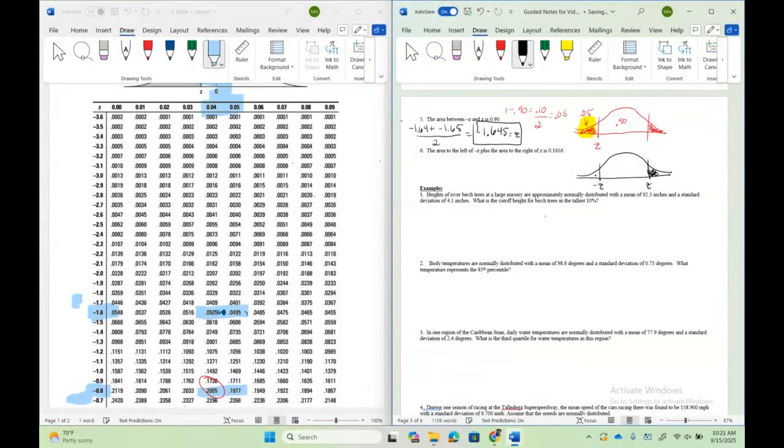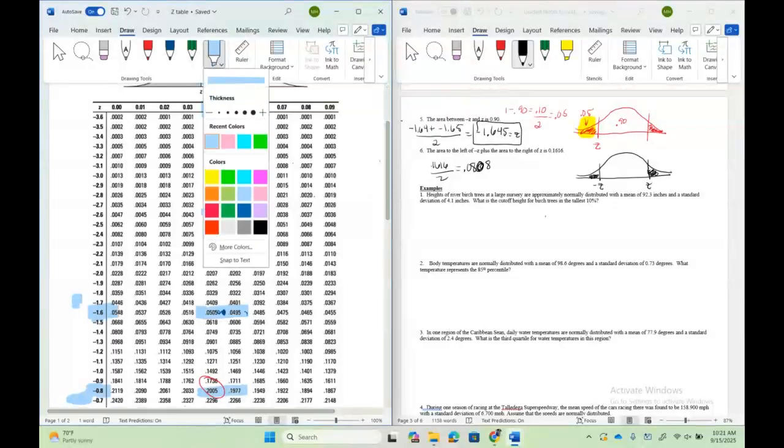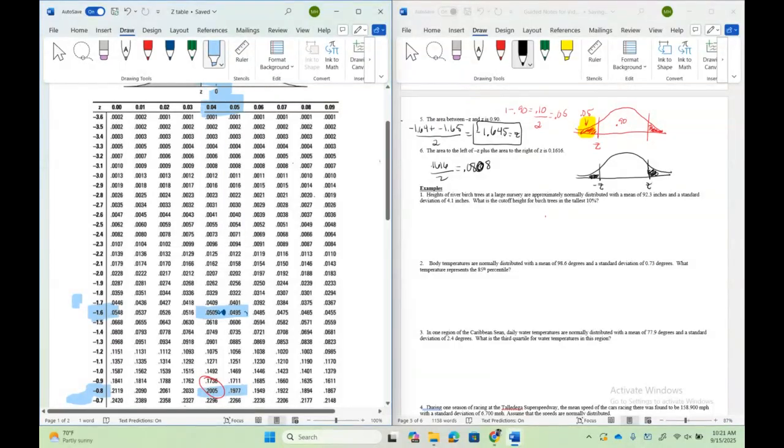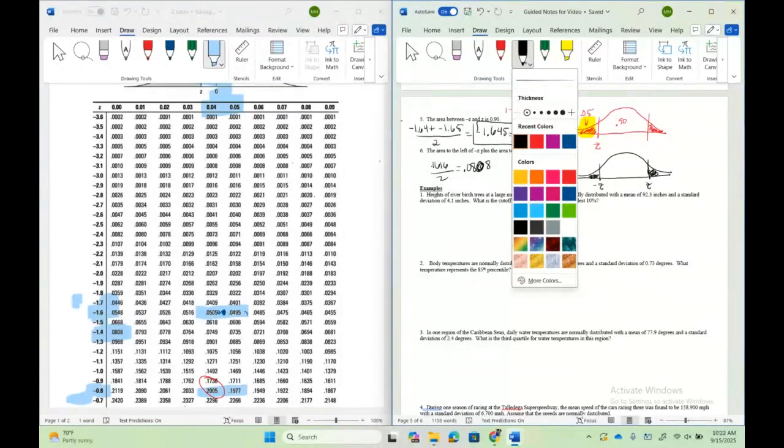So now this area to the left and this area to the right combined is 0.1616. To find just one area, I'm going to divide by 2, and that gives me 0.0808. So let's find 0.0808. There it is. So I have negative 1.40, and that's my z-score.